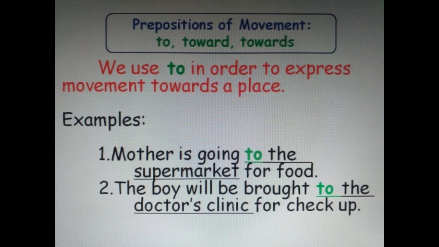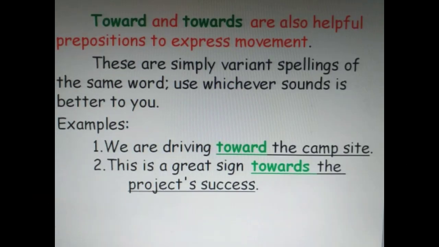Another, the boy will be brought to the doctor's clinic for checkup. Here we use the preposition to, so the movement is towards the doctor's clinic. Next, toward and towards. These are all helpful prepositions to express movement. These are simply variant spellings of the same word, but you can use whichever sounds better to you. So you may use toward, you may use towards.